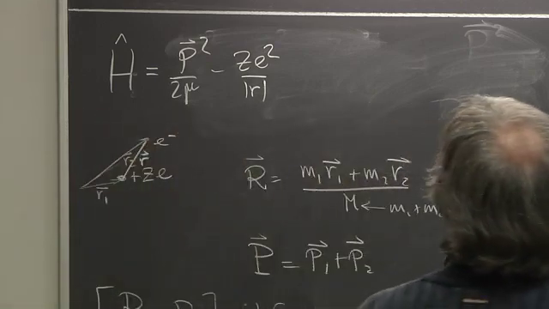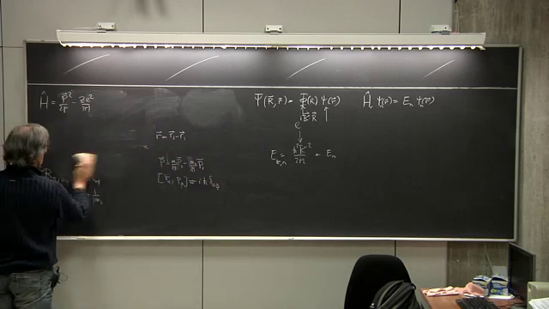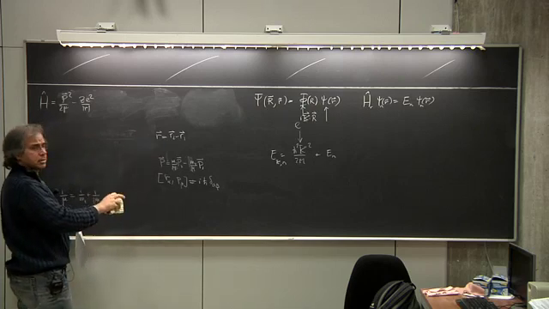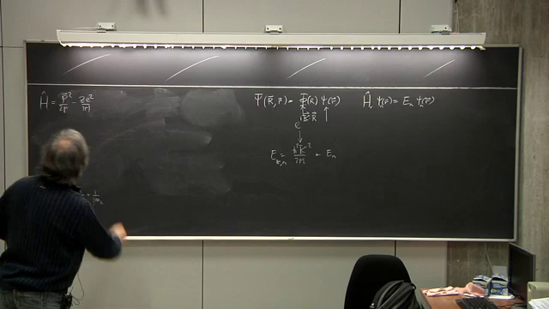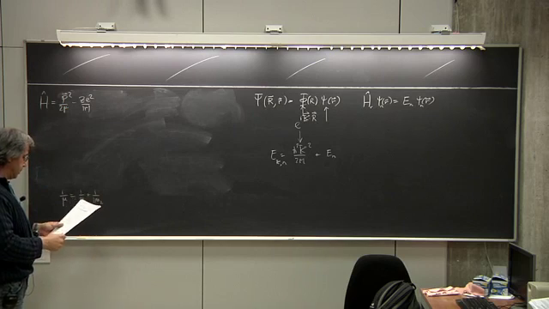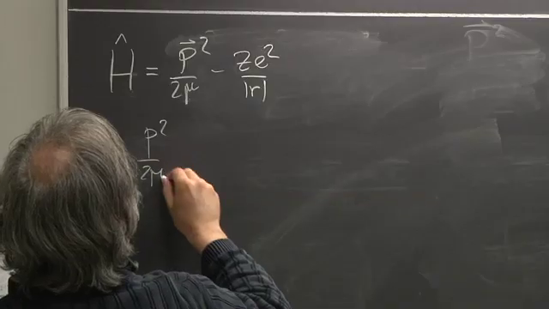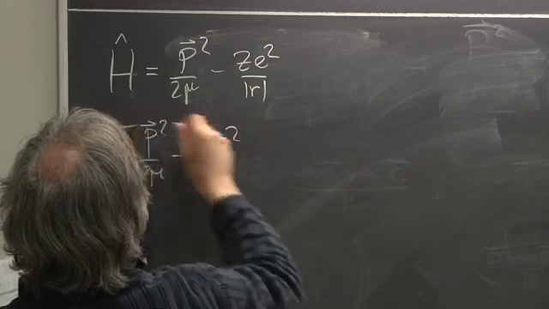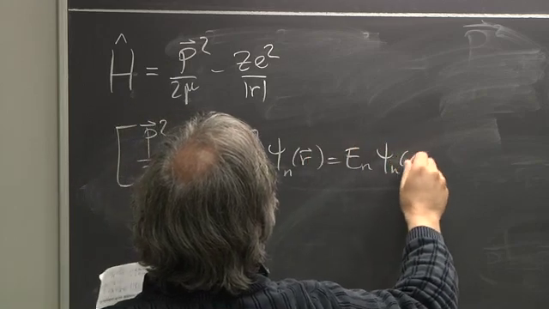Now this problem that I have to solve, let me write it back. Can I erase here? Okay. Try to do this. It's simple but instructive. And also try to verify that you have to use this there, otherwise you don't get the initial Hamiltonian. So the problem I have to solve in principle is the following: p squared over twice the mass minus Z e squared over r times some psi_n of r equal to E_n psi_n of r.